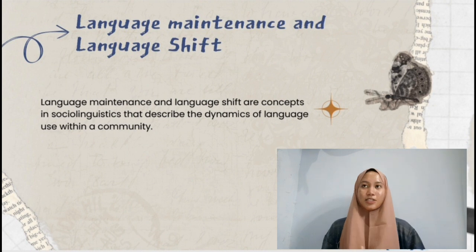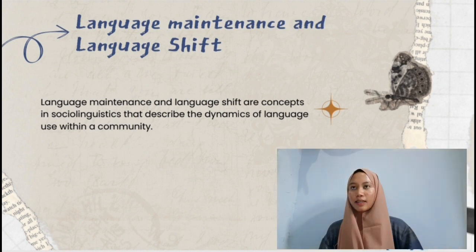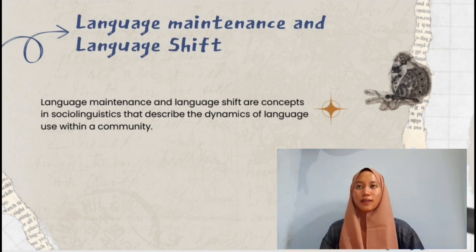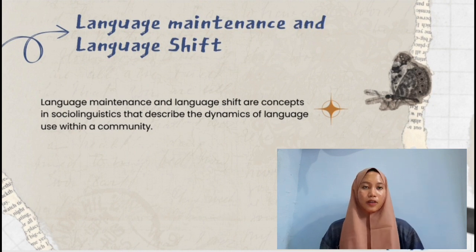Okay, the last discussion is language maintenance and language shift. Language maintenance and language shift are concepts in sociolinguistics that describe the dynamics of language use within a community. So, language maintenance involves the intentional effort to keep a language alive within a community, while language shift describes the process of a community transitioning away from its original language to adopt a different one. These concepts are crucial in understanding the vitality and sustainability of languages in diverse sociolinguistic contexts.